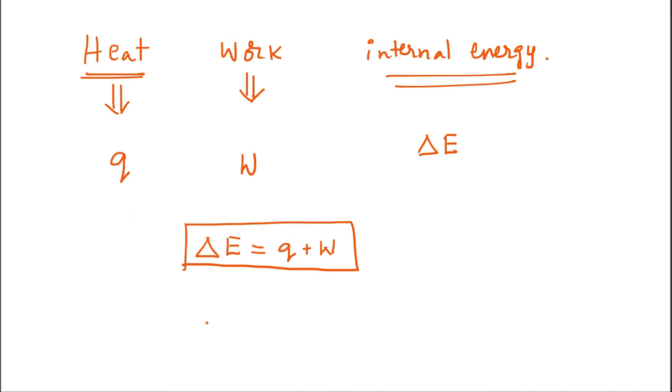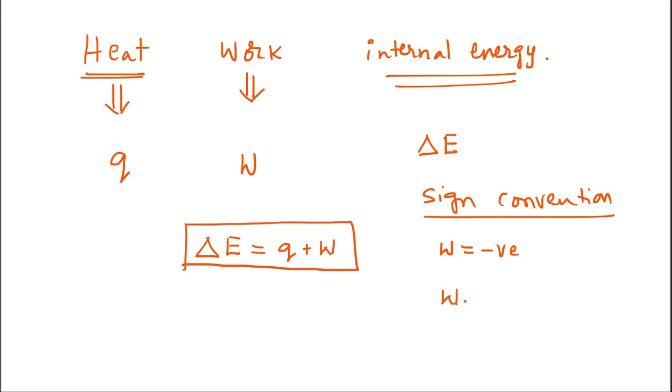Therefore here it is very important to always remember that anything that is going into the system results in the increase of energy of the system, and anything that is coming out of the system results in the loss of energy of the system. So now let's do the sign convention. The work done by the system, W is negative. Then work done on the system, therefore work is positive, because the system is receiving the work, something is going into the system.